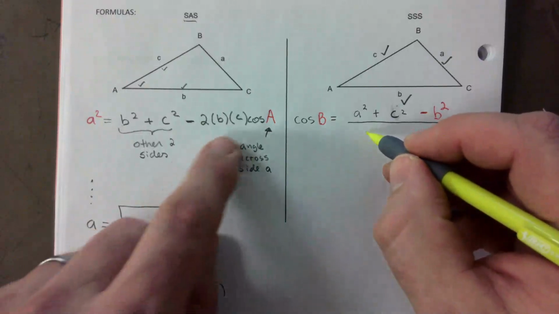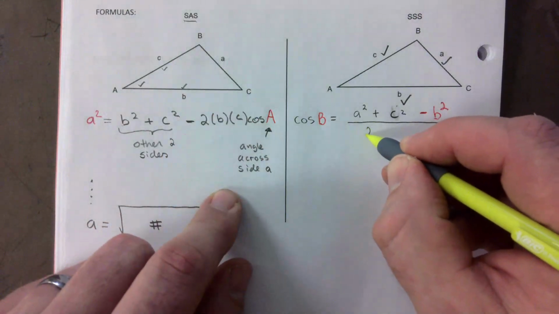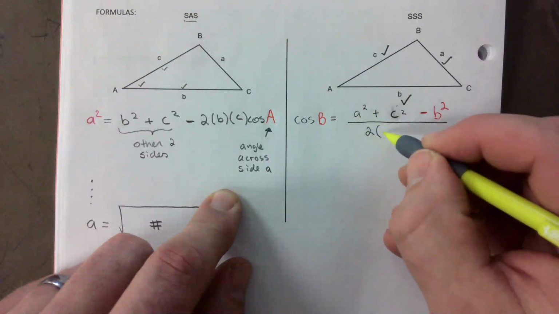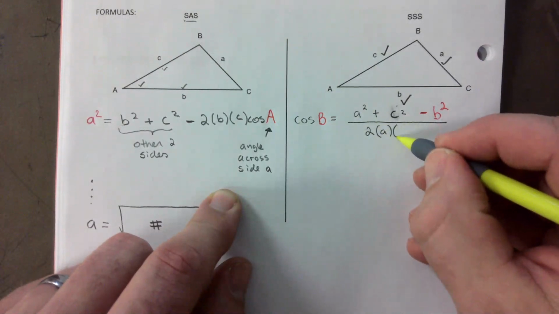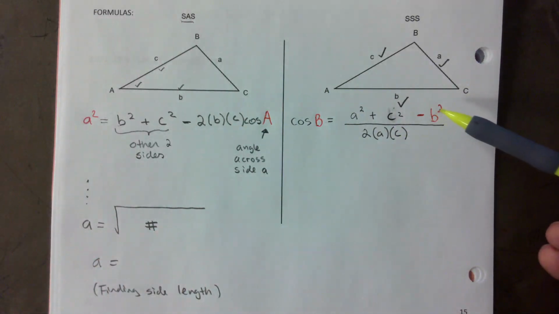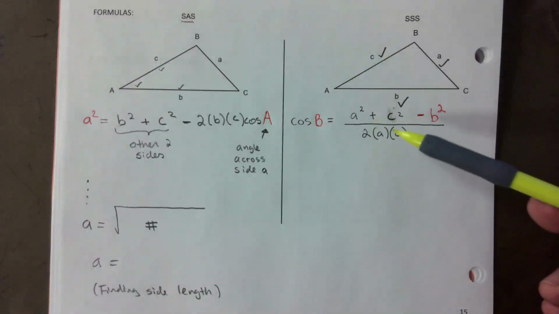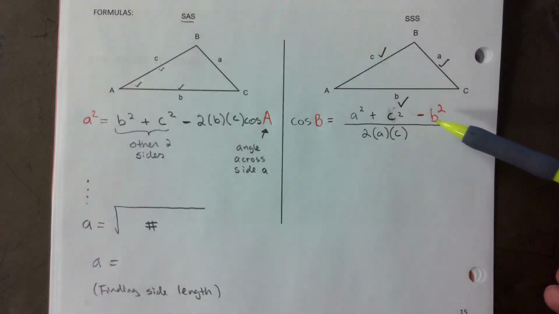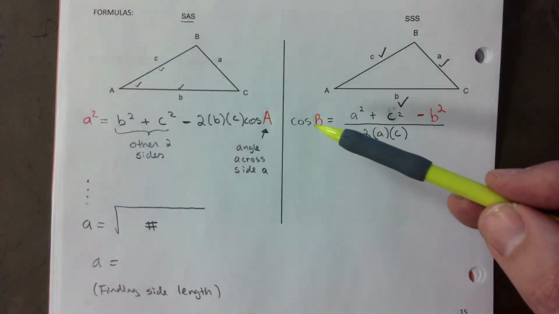Down here, it's going to be this part right here, the 2 times A times C. But B should not show up anywhere else anymore. You only subtract it once here because it's the angle you're trying to find.